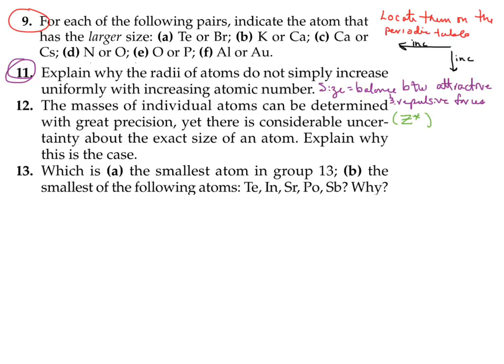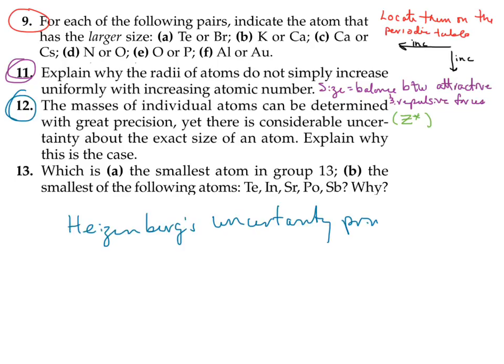So I'll push these out there, and I've had this effective nuclear charge Z star there. Hints for 12, I don't know. It says that the masses of atoms can be determined with great precision, yet there's uncertainty about the exact size of an atom. To me, that goes back to Heisenberg: we know that electrons exist in orbitals, and orbitals have energy and a specific location associated with them, but there's play in that location. So you cannot know both the energy and the location of an electron at any given time. So something like that. Don't think too hard about it.